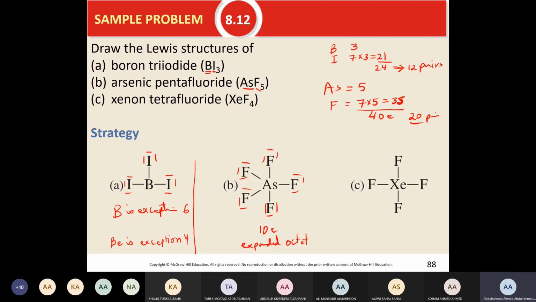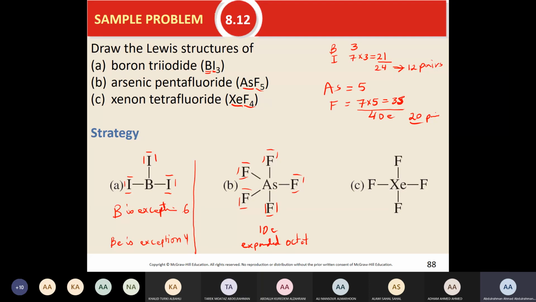Good. Next. Last example. Xenon pentafluoride. Where is the central atom? Xenon. Where are the terminal atoms? Fluorine. I should write the xenon and 4 around it. How many electrons around the xenon so far?